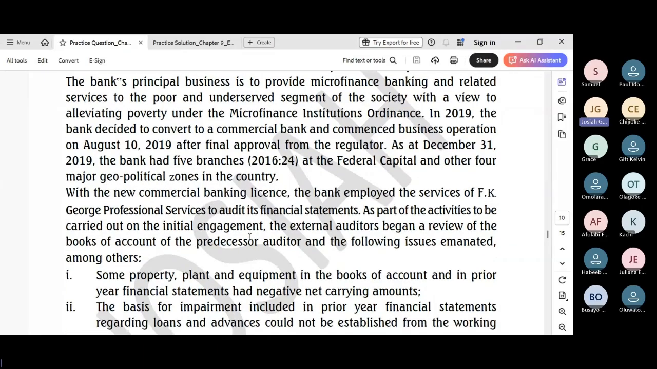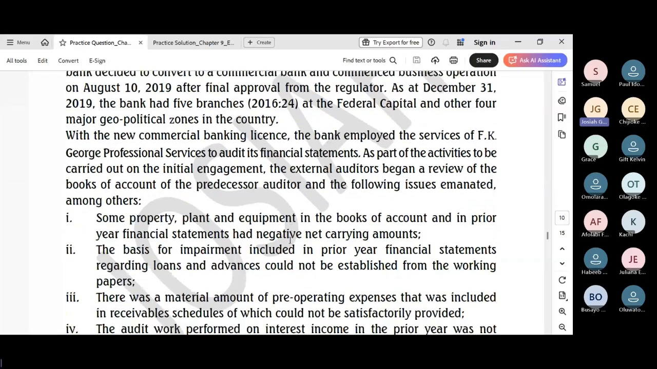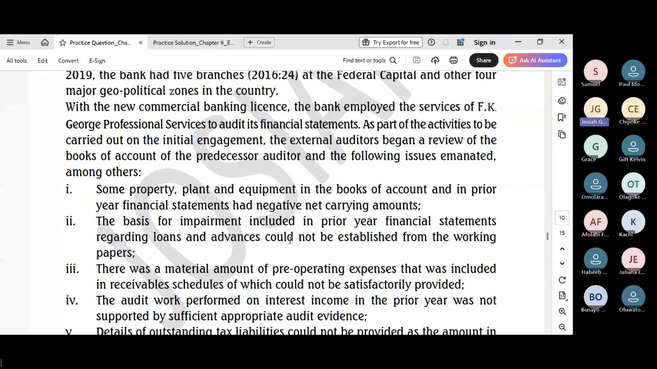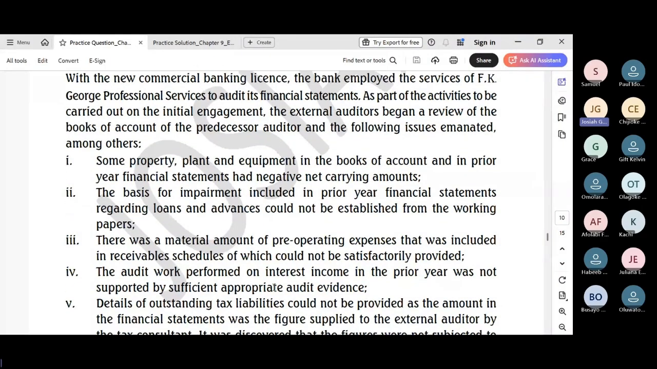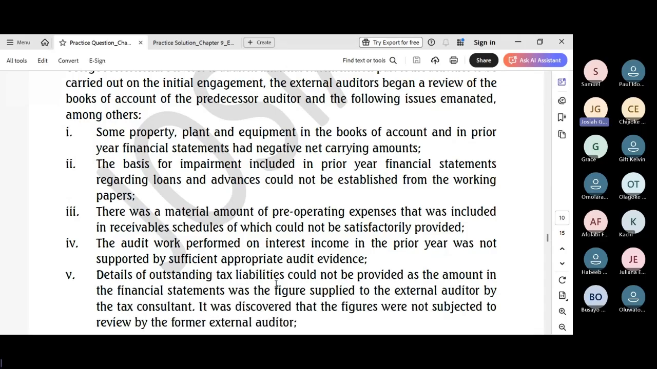In 2019, the bank decided to convert to a commercial bank and commence business operation on August 10th, 2019, after final approval from the regulator. As of December 31st, 2019, the bank had 5 branches, in the Federal Capital and the other 4 major geopolitical zones in the country. With the new commercial banking license, the bank employed the services of F&K George Professional Services to audit its financial statements. As part of the activities on the initial engagement, the external auditors began a review of the books of account of the predecessor auditor, and the following issues emanated, among others.